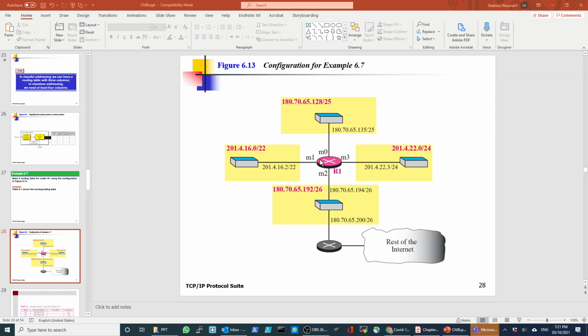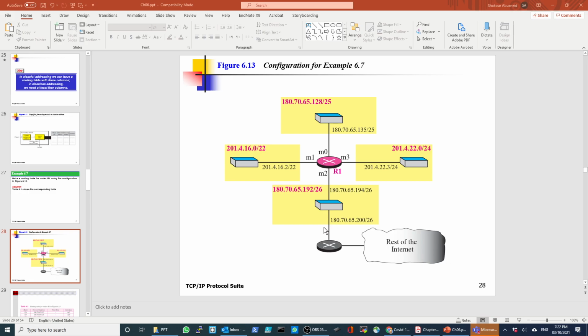Okay. So make a routing table for router R1 using the configuration in figure 6.13. In here, this is 6.13. Let's take a look at this network again. In this network, we have one router which has four interfaces connecting four networks, and there's another router that connects to the internet.